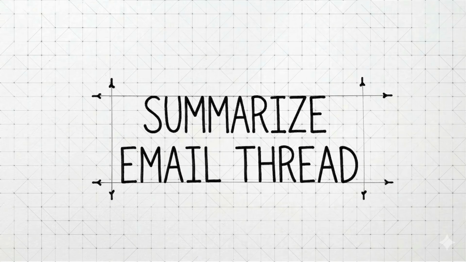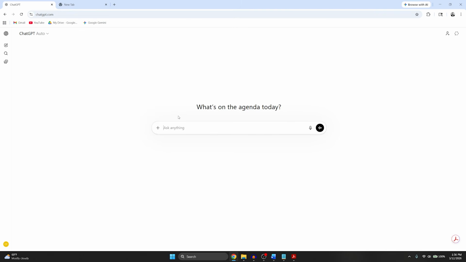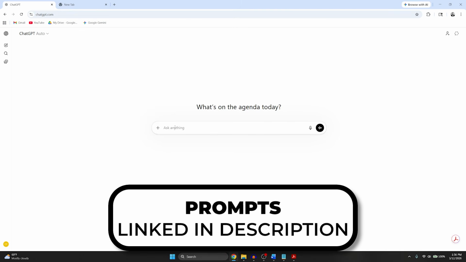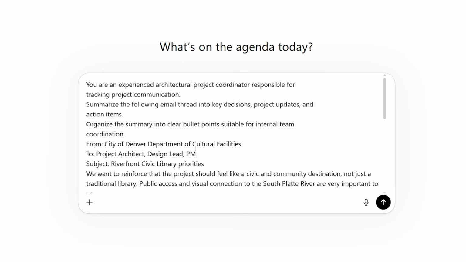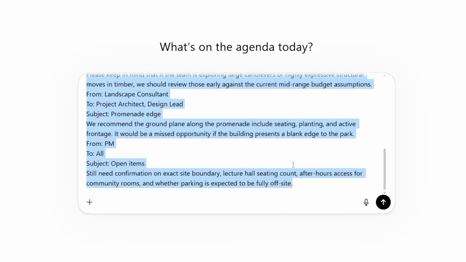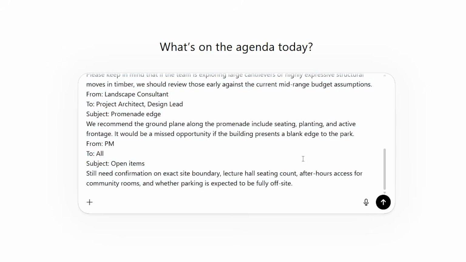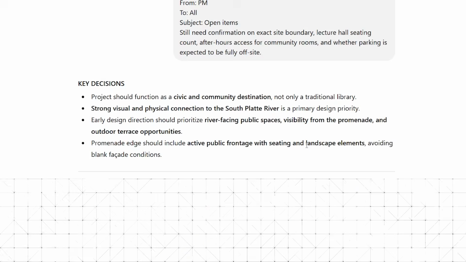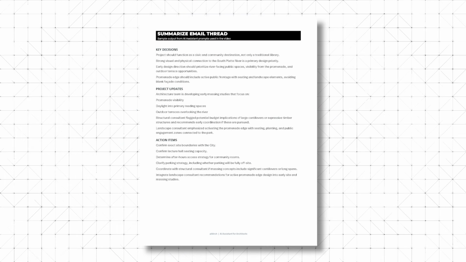Let's summarize a really confusing and long email thread. Copy and paste the prompt for summarize email thread linked in the description below. Fill in all of the brackets. I went ahead and copied the email thread and I pasted it below the prompt. A lot of times it doesn't have to be clean because ChatGPT can read through it. After you're done, click send or press enter. This is the output from that prompt.